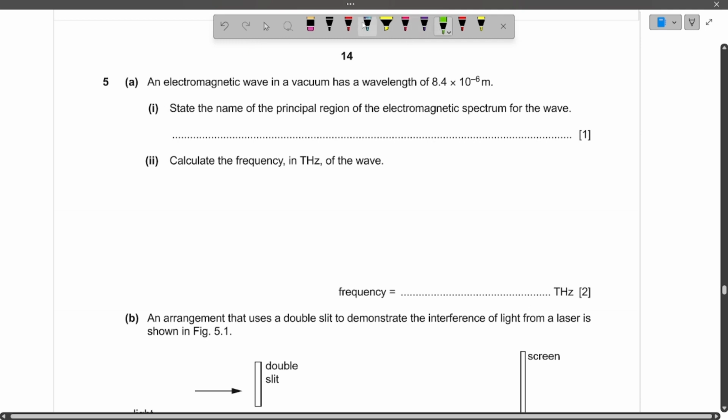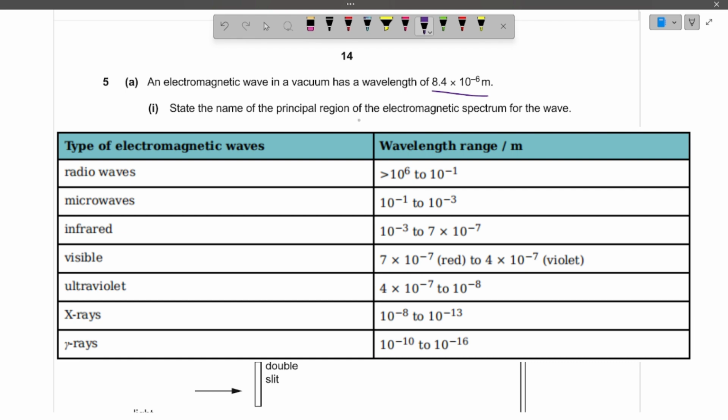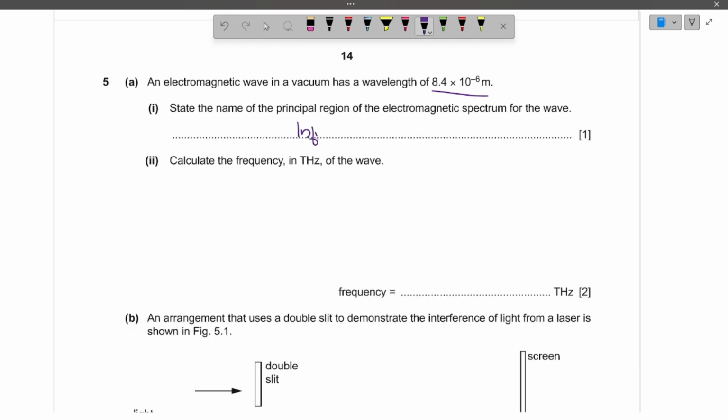Question number 5. An electromagnetic wave in a vacuum has a wavelength of 8.4 times 10 to the power minus 6 meter. So the first question is, state the name of the principal region of the electromagnetic spectrum of the wave. You need to learn the wavelength ranges of these electromagnetic wave regions. So you may find out that the region would be infrared.